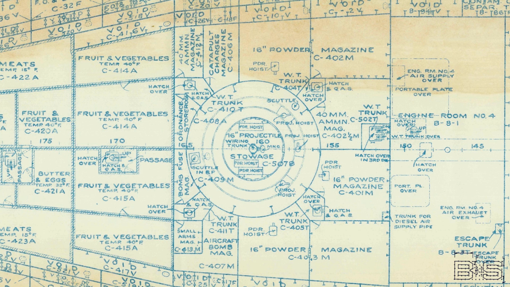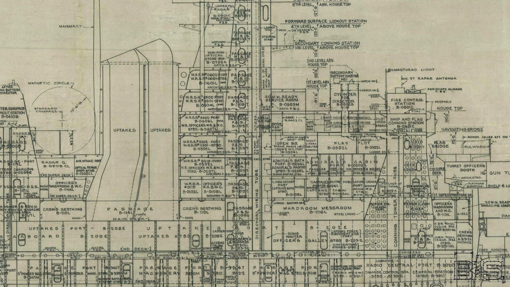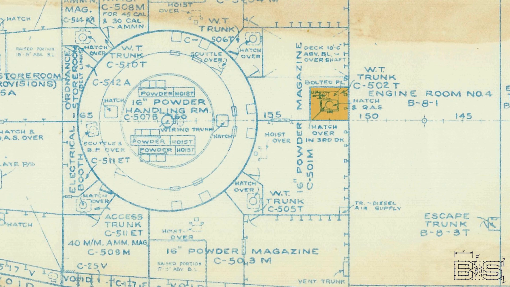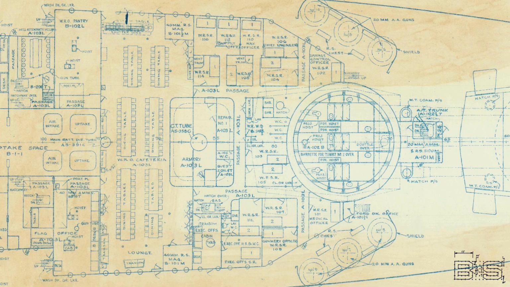Trunks also have an interesting numbering scheme. Since trunks run vertically on ships, they traverse through multiple decks. They are labeled with the number of its lowest deck. For example, C502T shows up on the first platform because it starts down on the second platform. Main deck compartment numbers start with 100.